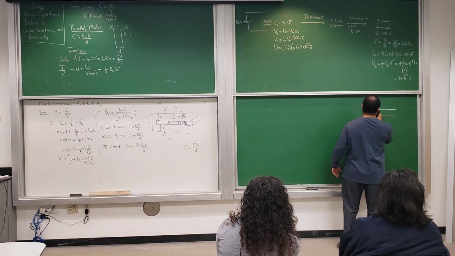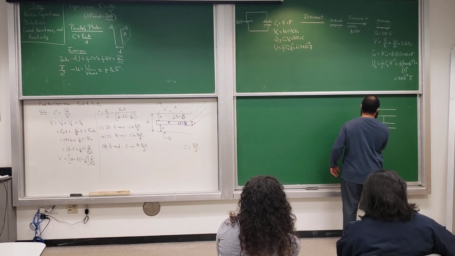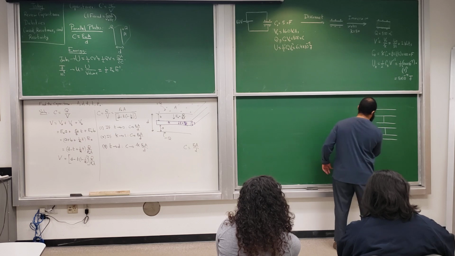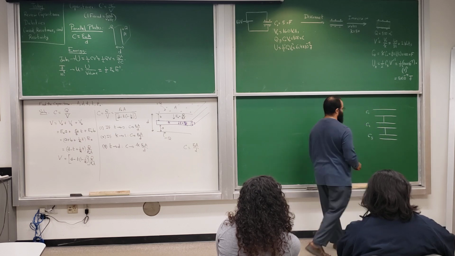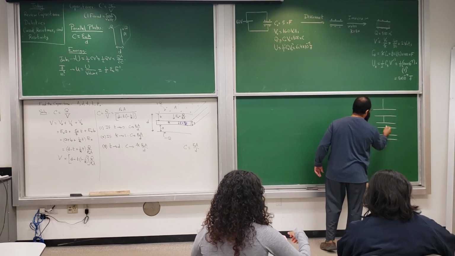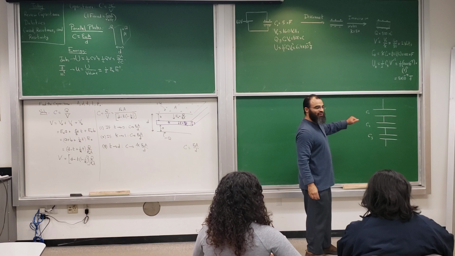A capacitor, let's call it C1, followed by C2, followed by C3. And then we can ask what's the equivalent. The equivalent will be adding the reciprocals and then taking the reciprocal.